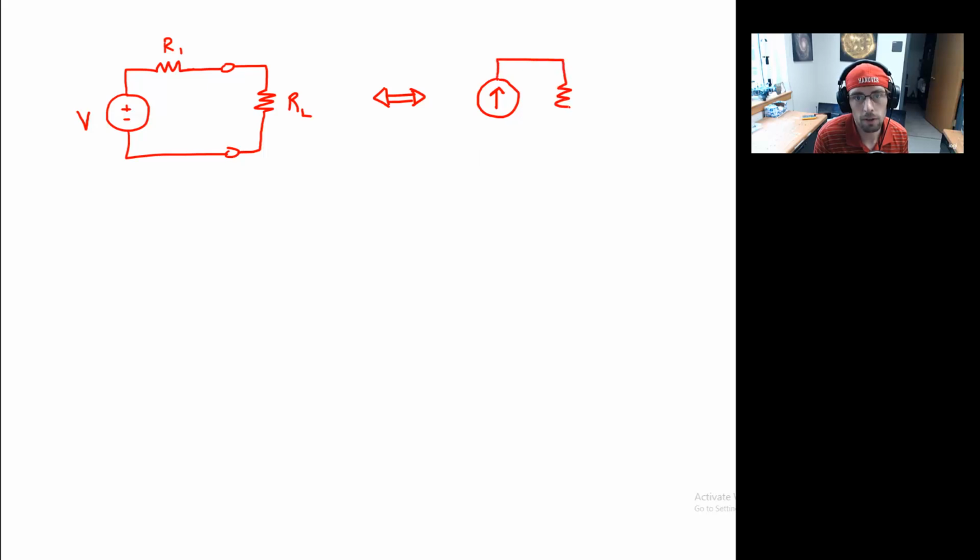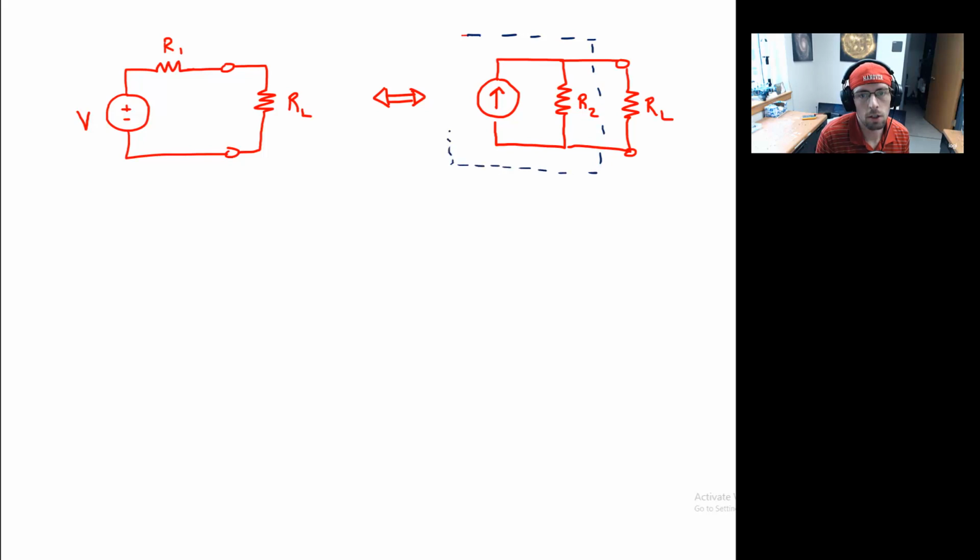So now I've exchanged my voltage supply with a current supply. I'll call this R2 for a moment. And again, I'll have my terminals with the load resistance, RL. Okay, so what you see here, let's go for a different color, is what I want to do: I would like to exchange this part of the circuit and that part of the circuit.